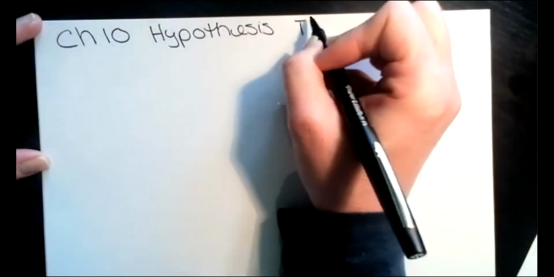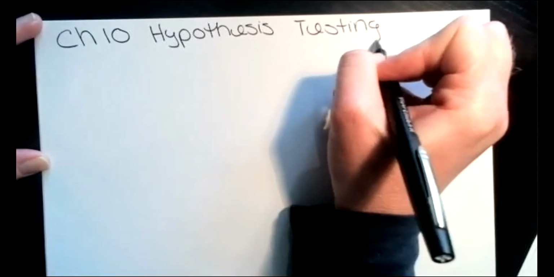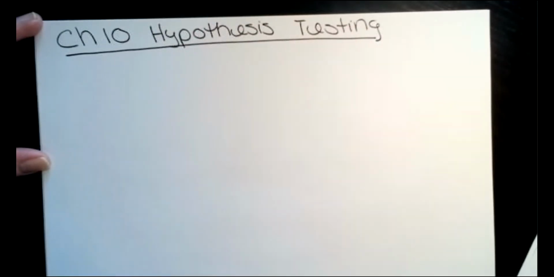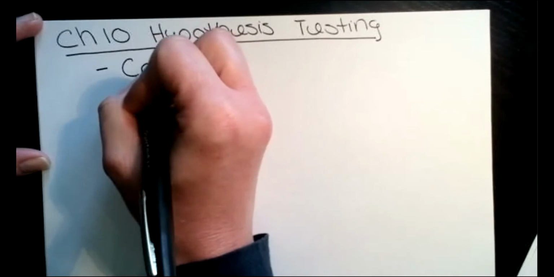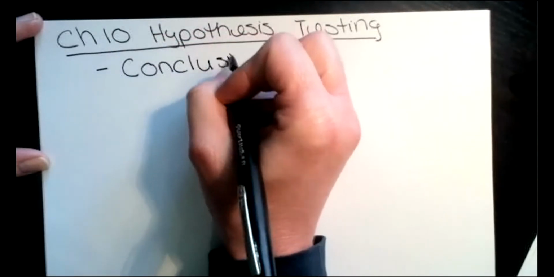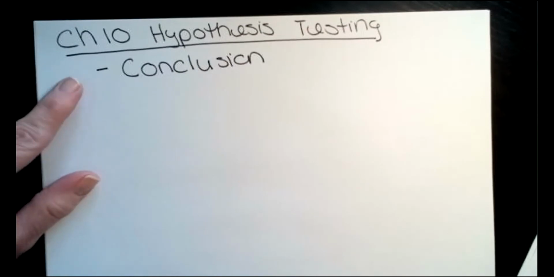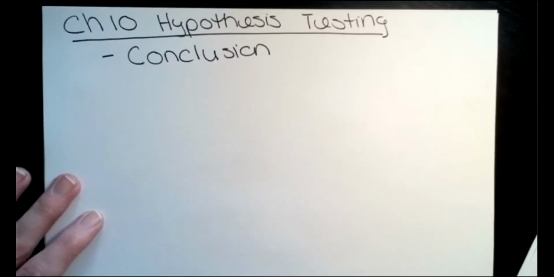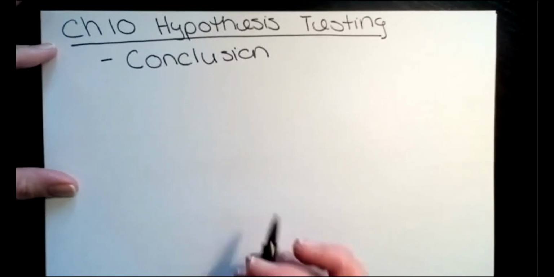Okay, so we're still in chapter 10, of course, and we're still discussing hypothesis testing. So today in hypothesis testing, we're going to discuss the conclusion step. So we want to make a conclusion based on our sample about our population. I have to give you some background first.